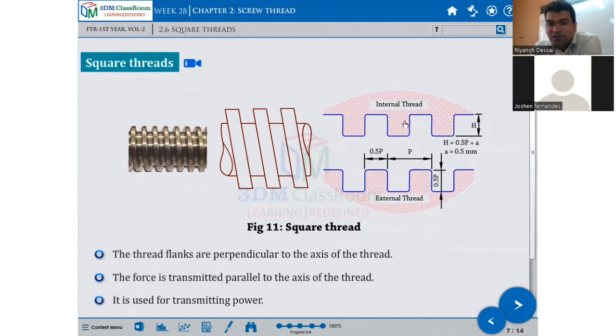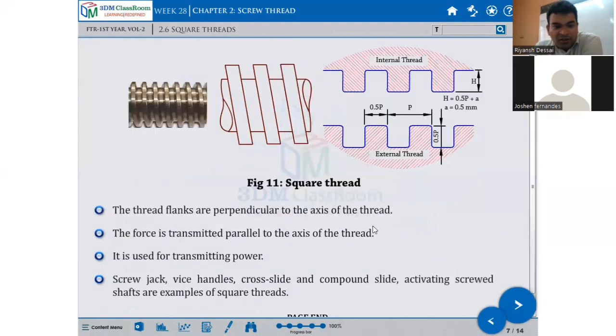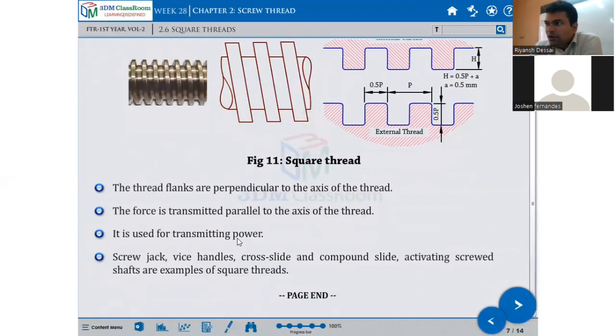This is the internal square thread they are showing you. The thread flanks are perpendicular to the axis of the thread. The force is transmitted parallel to the axis of the thread, and it is used for transmitting power. Most of this thread is used for transmitting power. For a screw jack, you can see all these square threads are used. For example, screw jack, vice handle, cross slide, compound slide, actuating screw shaft are examples of square threads.